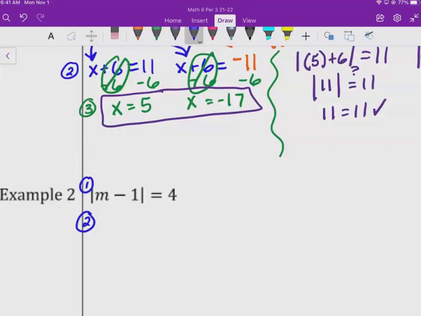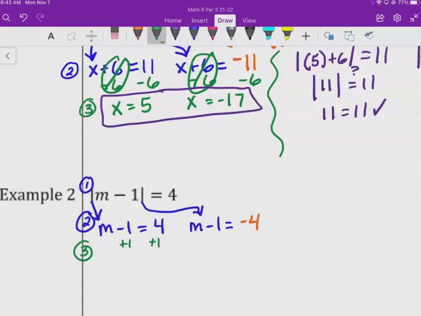Okay, so I'm guessing you finished, right? Okay. Set up 2 cases. So I've got m minus 1 equals 4. And m minus 1, remember, I have not changed anything to this point. All I've done is taken off my absolute value bars, equals negative 4. So then step 3 is solve. So add 1, add 1. Okay, I've got m equals 5, m equals negative 3.